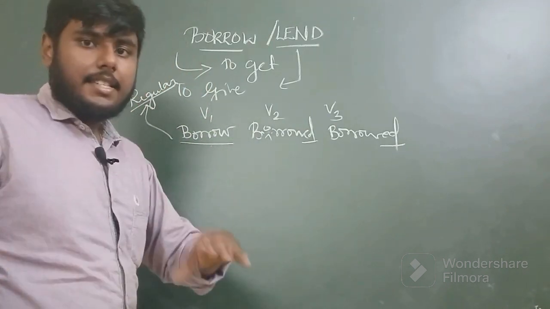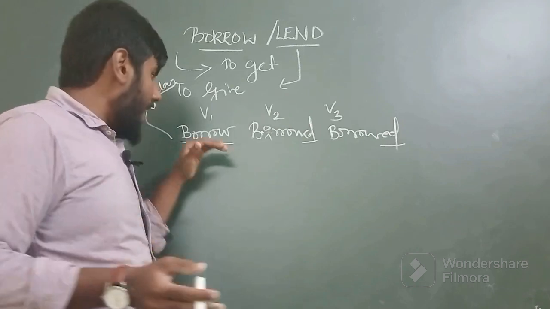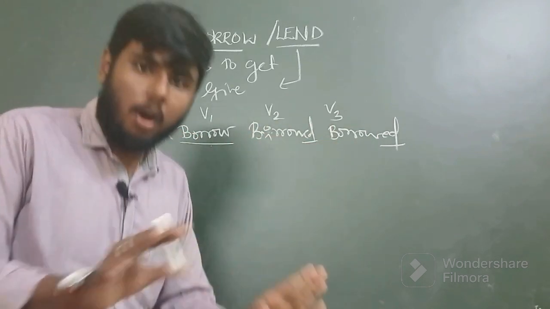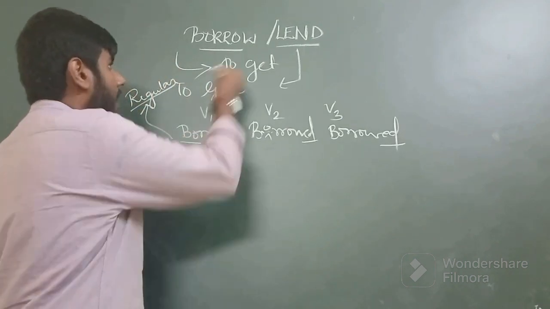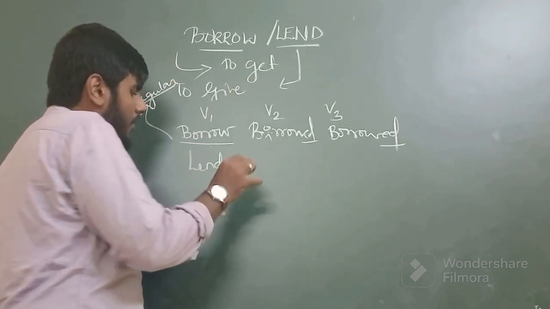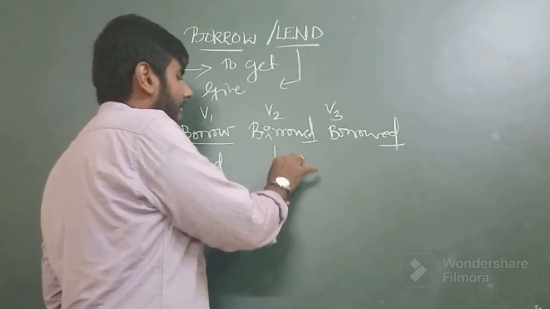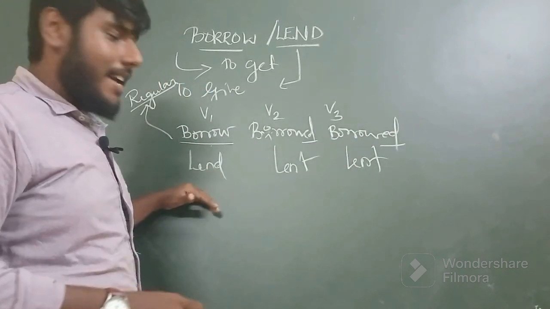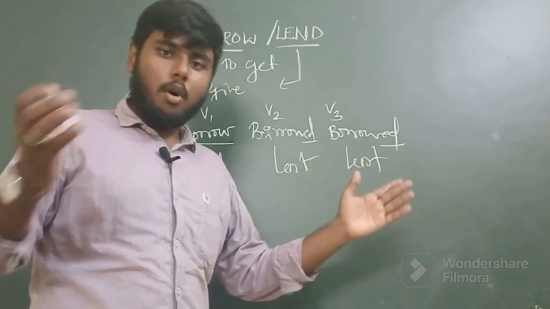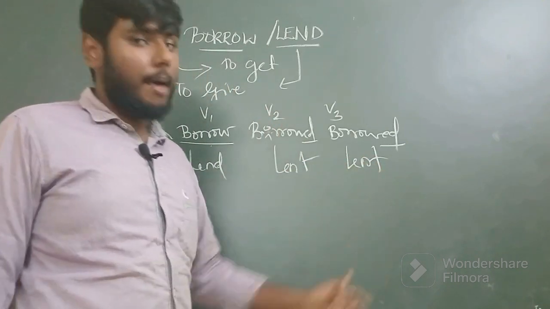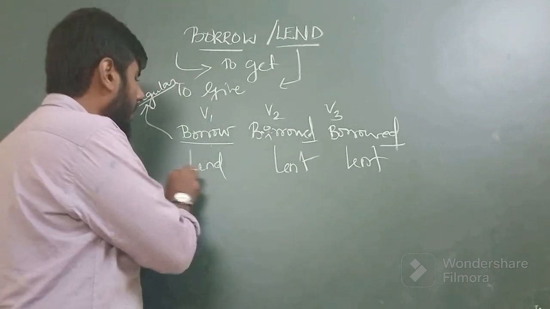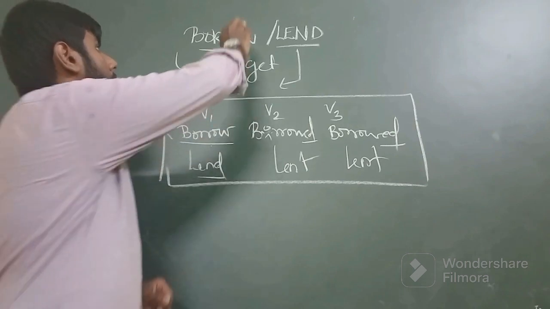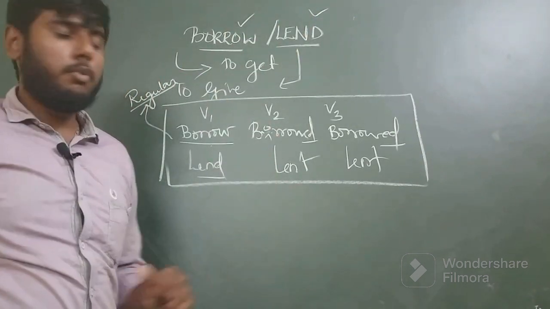Okay, fine. Let's come back to today's lecture. So the base form borrow, when it is changed to V2 and V3, it becomes borrowed. Okay, it's very simple. And coming to lend, the verb forms of lend are going to be lend, lent, lent. So lend is the base form, and lent and lent, both the same, are going to be the past and the participle form. So these are the verb forms of these two verbs, borrow and lend. I hope that was clear.